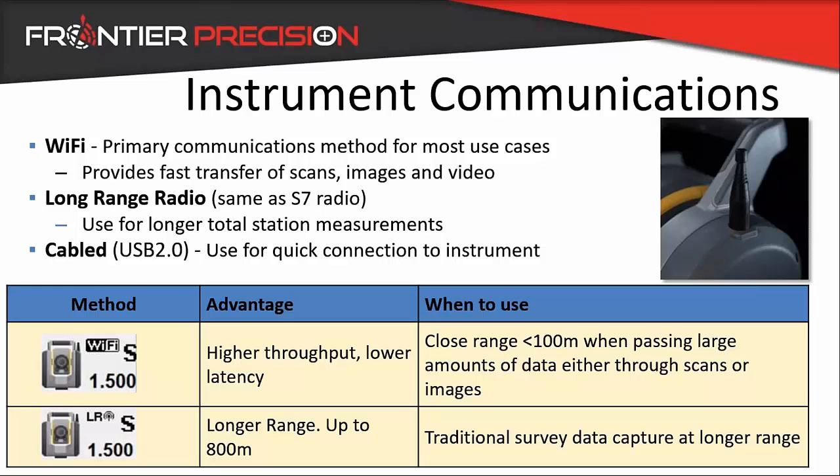But we also have the long-range radio that we would have in an S7, same radio. So no different connection to your tablet, used for longer total station measurements and robotic operations. And then you obviously have a cabled USB connection as well for quick connection to the instrument, maybe updates to the instrument, as well as running the instrument in a scan or video type of imaging situation. And then you can see just a quick matrix here at the bottom for Wi-Fi and the traditional long-range radio.